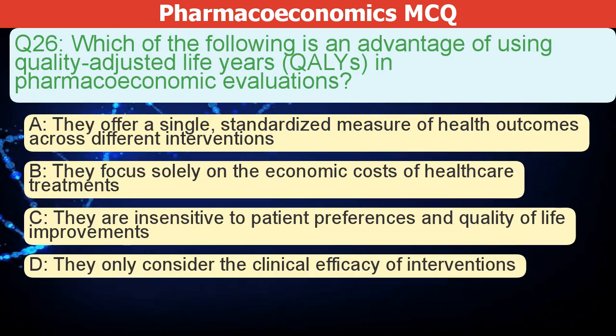Which of the following is an advantage of using quality-adjusted life years, or QALYs, in pharmacoeconomic evaluations? A. They offer a single, standardized measure of health outcomes across different interventions. B. They focus solely on the economic costs of healthcare treatments. C. They are insensitive to patient preferences and quality of life improvements. D. They only consider the clinical efficacy of interventions.